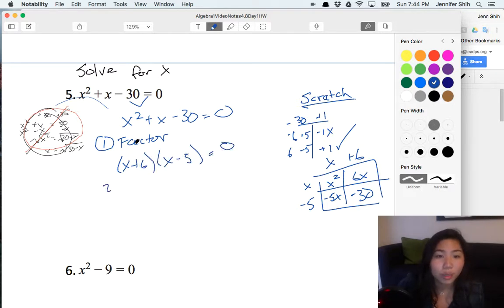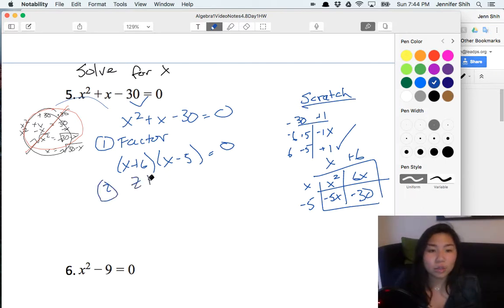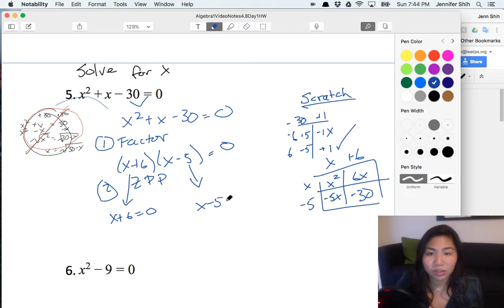From here, you have factored. Your factors are set equal to 0, which means you use zero product property next. So draw in two arrows. I have x plus 6 is equal to 0, and x minus 5 is equal to 0. So I have x is equal to negative 6. Notice it's the opposite of this because I'm going to do my additive inverse. I'm going to subtract 6 on both sides.